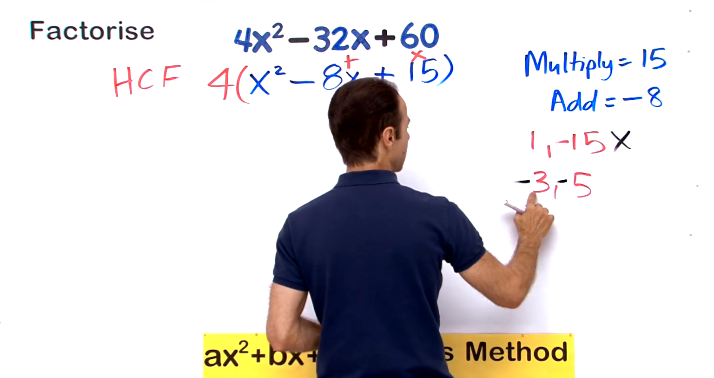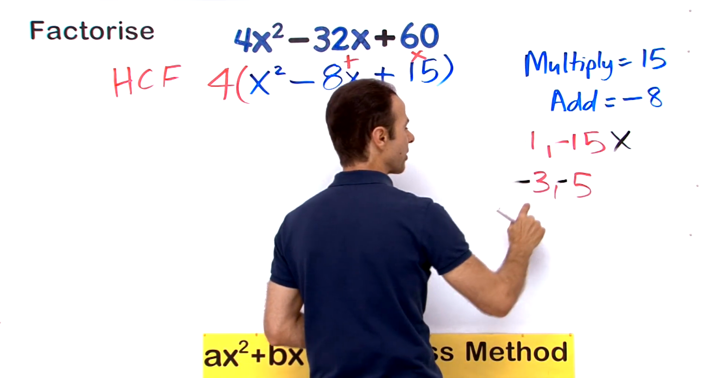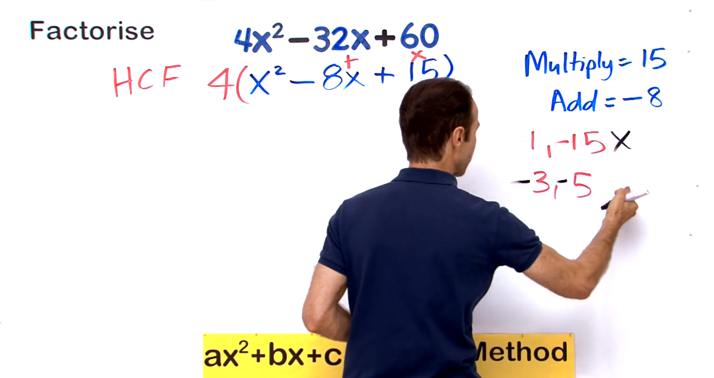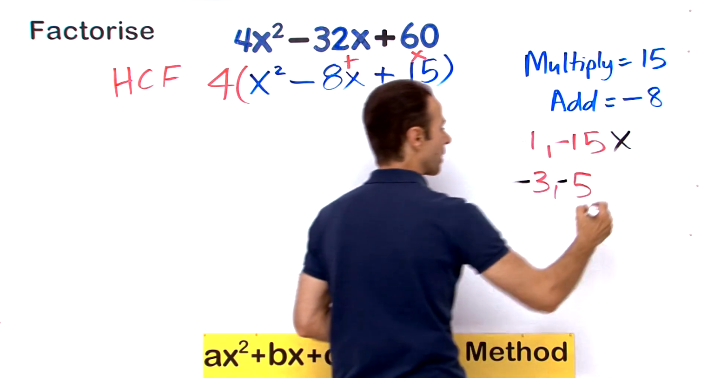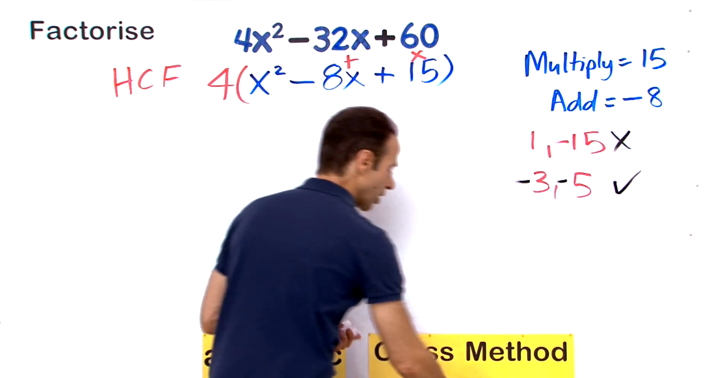All right, negative 3 times negative 5 is positive 15. That works. Let's add them together. Minus 3 minus 5 is negative 8. There's our negative 8. That works. All right, so there are two factors. So now we're going to use the cross method.